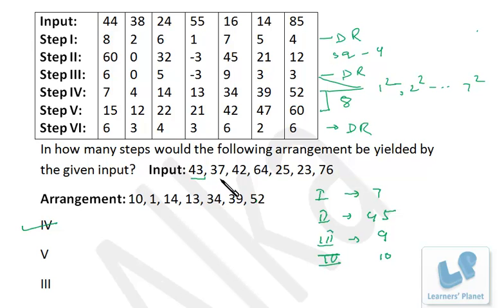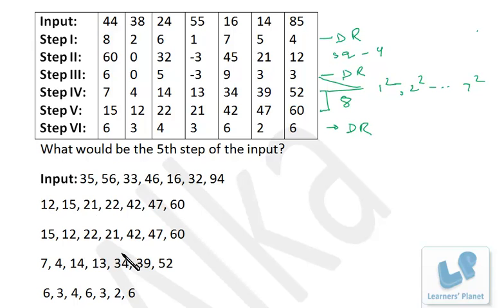You start with 37. So 37, the first will be 10, that's 1. Then 1 square minus 4, that's minus 3. Then digital root is further minus 3. Then we have to add 2 square, so that's 4, so that's 1. So that's from 37 to 1, right? So fourth step is the correct choice. I hope you are clear.